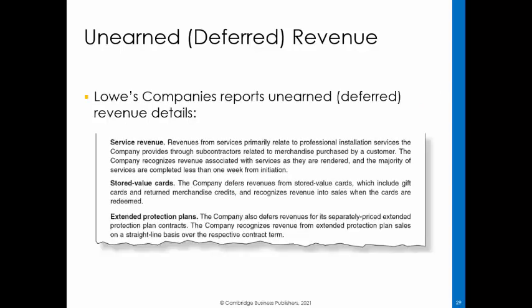Unearned revenue is particularly common among retailers that receive advance payments from customers for goods that are not yet delivered, sell gift cards, and sell extended protection plan contracts. Lowe's Company, the home improvement company, provides several examples of transactions that require revenue to be deferred, as illustrated in this excerpt from the revenue recognition footnote in its 10-K for the 2018 fiscal year.